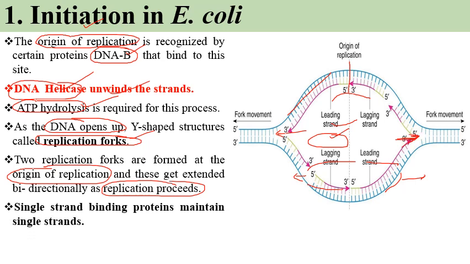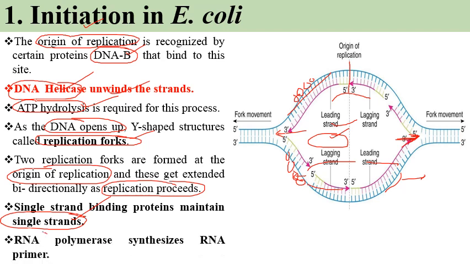Single strand binding proteins maintain single strands. इसके ऊपर लगती हैं proteins जिन्हें कहा जाता है single strand binding protein, जो single strand की identity को maintain करती हैं. They prevent the strands from mixing again to form helical structure. तो ये single strand binding protein maintain करती है single strands को. Then there is another enzyme, that is RNA polymerase, that helps in synthesis of a short segment of RNA, that is RNA primer.